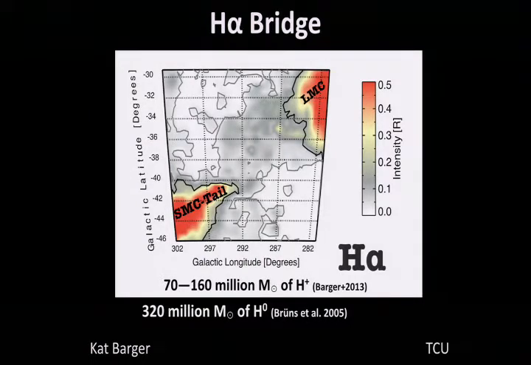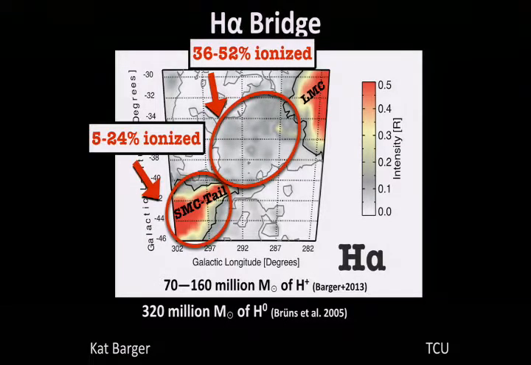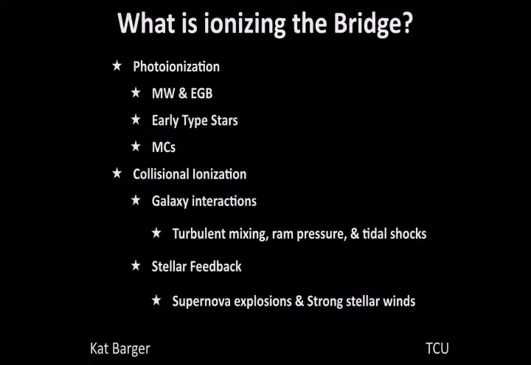We have the SMC tail, we have over here the bridge region, the LMC. Figuring out how ionized it is, we have something on the order of maybe up to 50% ionized in the very central region, and then a little bit less over here closer to the SMC galaxy. Okay, so we see that there's a plethora of ionized gas out there, but what's actually causing this ionization?